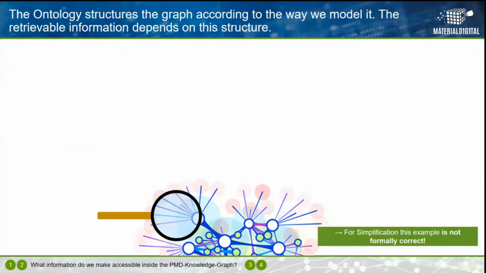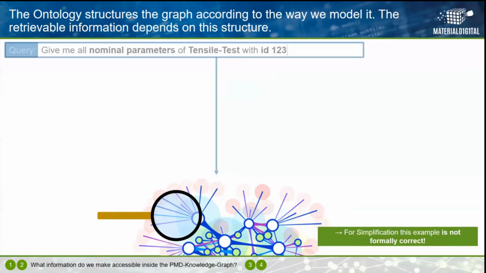So how does this actually work? The ontology structures the graph according to the way we model it, though. You just saw that it is able to retrieve information, but how do we need to set up this graph to retrieve the piece of information that we want? So for everyone to understand, this is obviously natural language, which is not how you would define a query, but in a logical sense, a query could be something like: give me all nominal parameters of tensile test with ID 1, 2, 3.